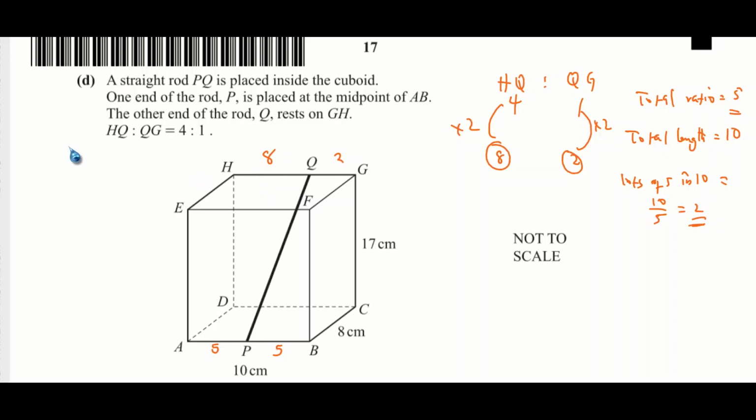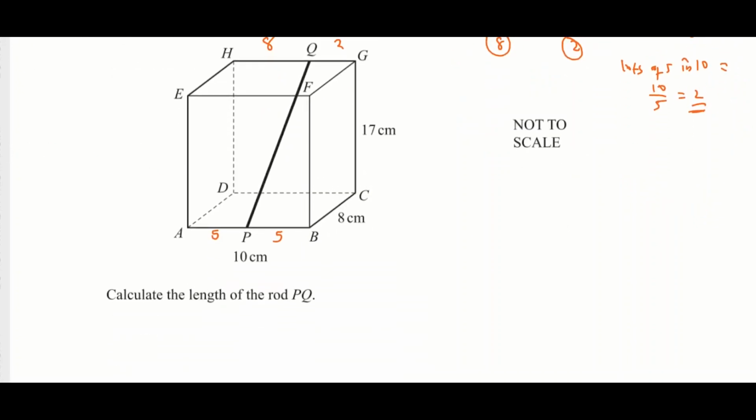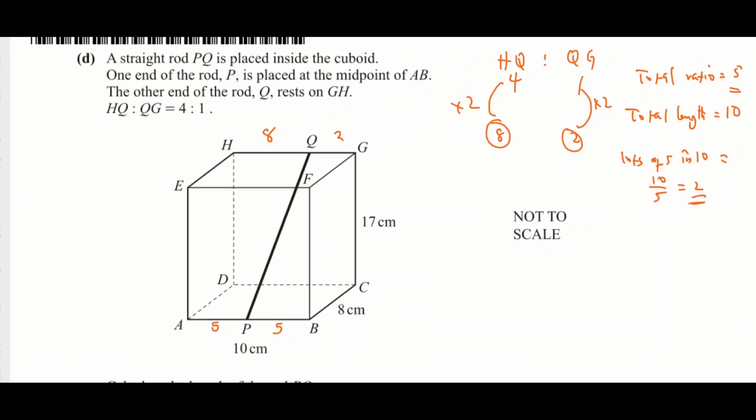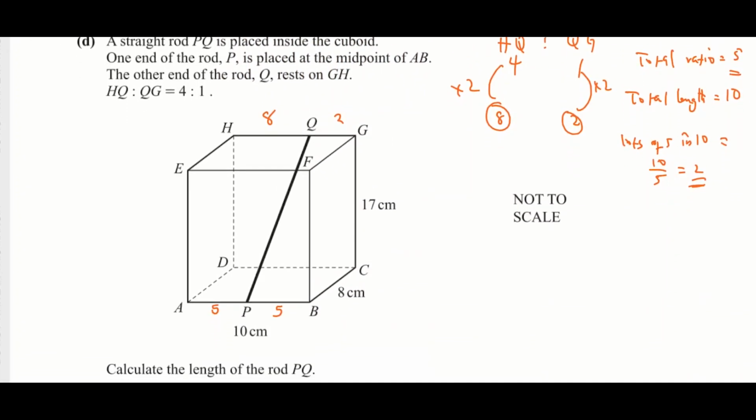So what do we need to do now? Calculate the length of the rod PQ. Obviously we have to use coordinate geometry in solids, which is three-dimensional. So we need x, y, and z respectively. Let's start with point A. If we take point A as our reference point, the x value at point A equals 0, y is also 0, and z equals 0.